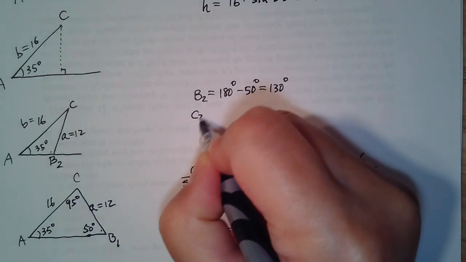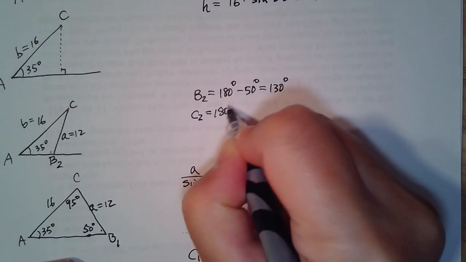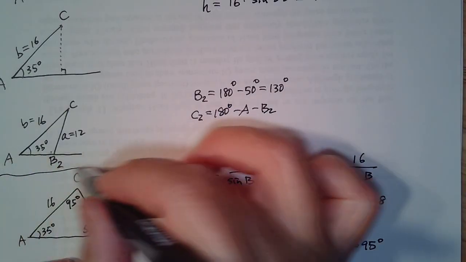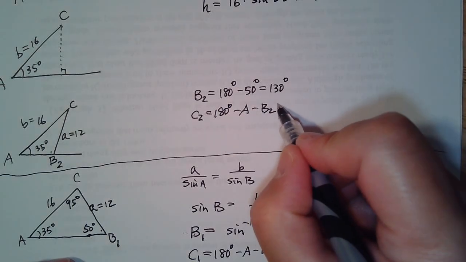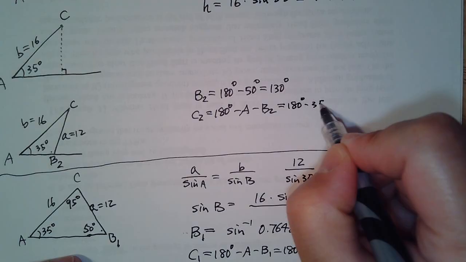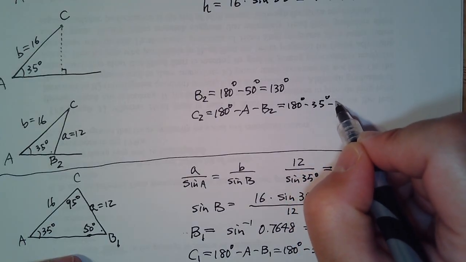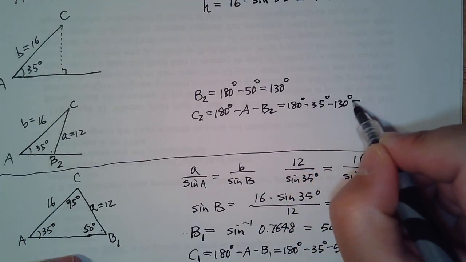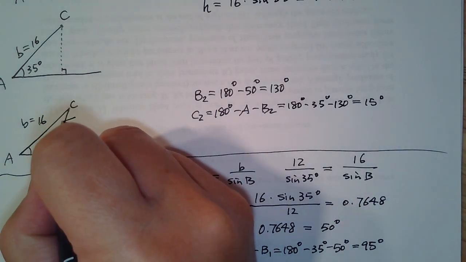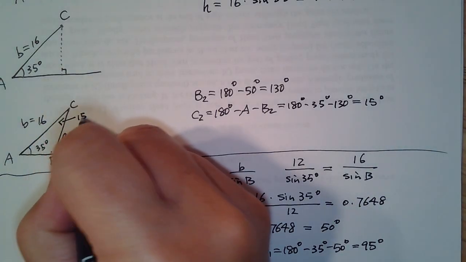And then I have B2. So my C2 is going to be 180 minus A minus B2. Those are like two sets, so we have to work them separately. So it's 180 minus 35 minus 130, and that answer is 15 degrees. So here is a 15 degree.